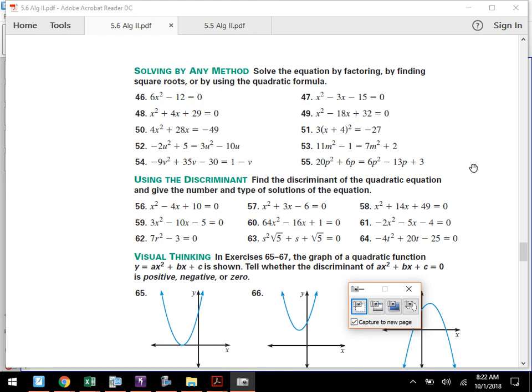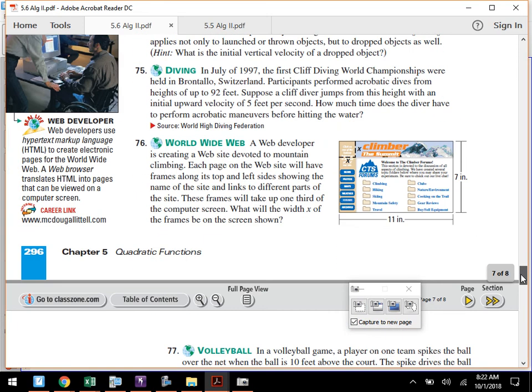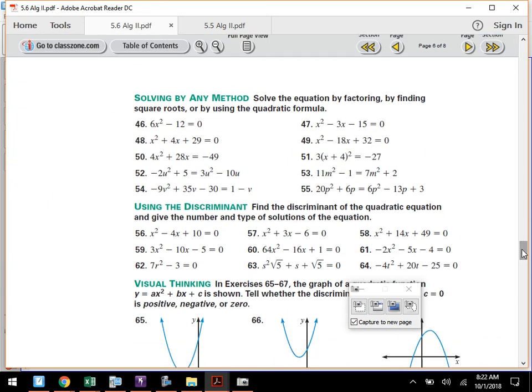Yes, ma'am. I'll put the PDF on there. It's on page 296. So if you give me a sec, I'll re-upload that PDF file to today's date, because right now it's on Friday's. 46 to 55. Let me write this down so I don't forget. I'll post this up there.